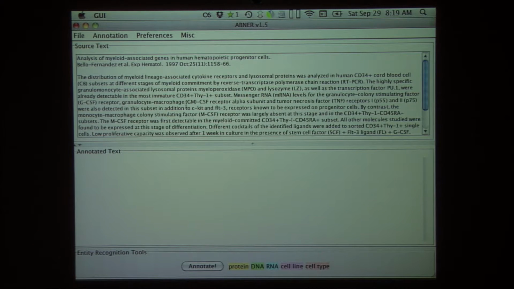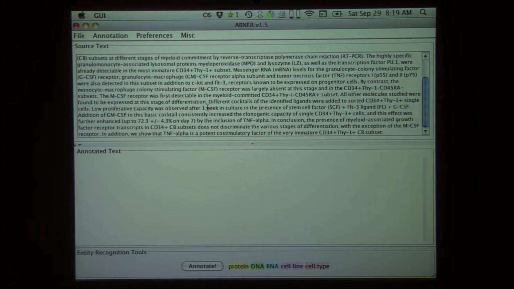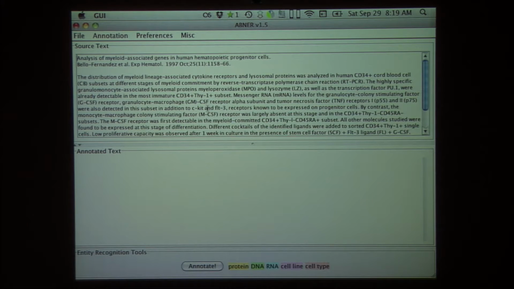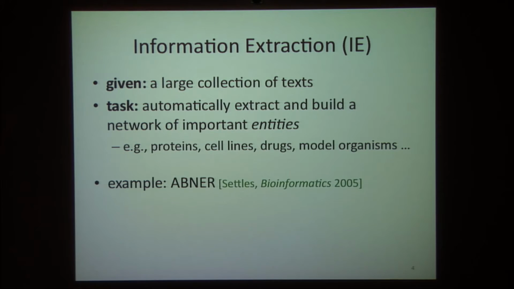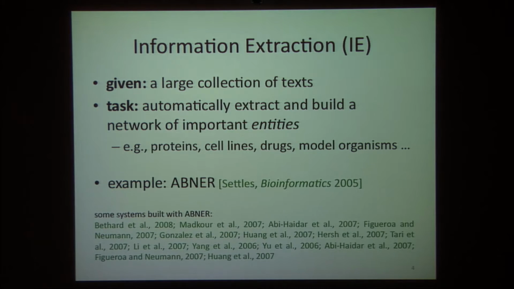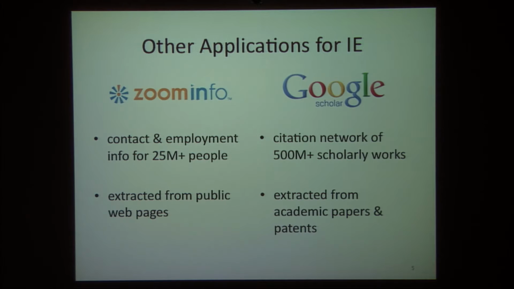So the input is just this unstructured text. This is an abstract from a particular article, and the system can automatically scan through and detect mentions of DNA locations, cell lines, cell types, gene products, etc. And then use this to populate a knowledge base of interactions and things. So lots of systems have been built on top of Abner. It's not just a slick GUI, it's got an API, so people can build on top of it too. So this is all well and good.